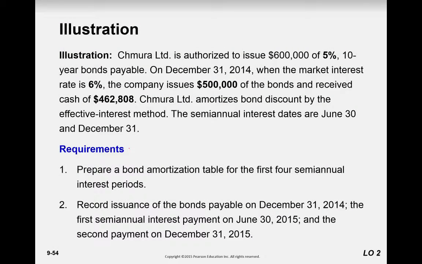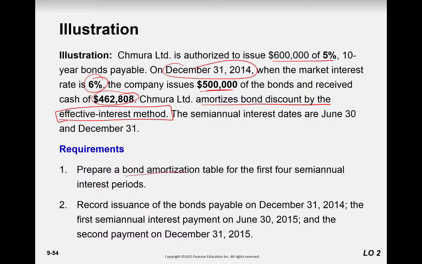So now let us proceed into an illustration of this. So here we authorized to issue 600,000 of 5% discount, 5% 10-year bond payable. On December 31st, the market rate went up, and so the company issues 500,000 of those bonds, and here's the amount that they received. So we want to amortize the bond discount by the effective interest rate. And we have semi-annual payments.